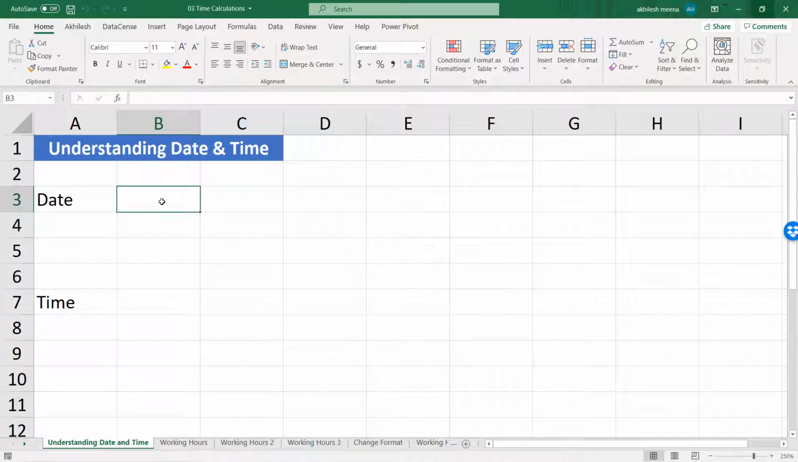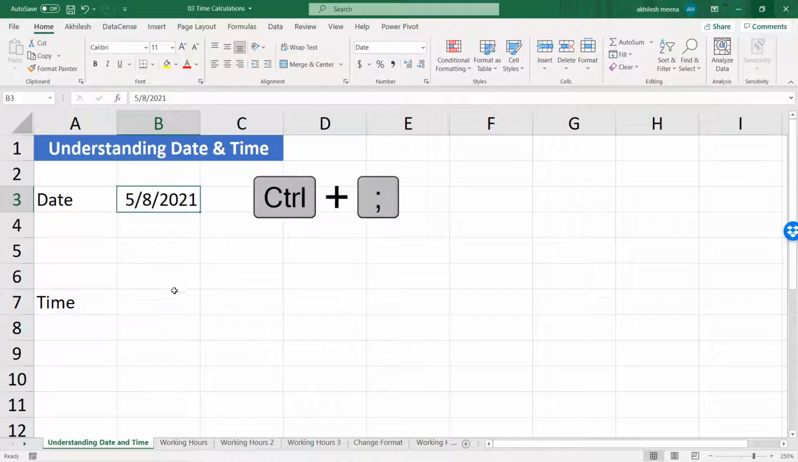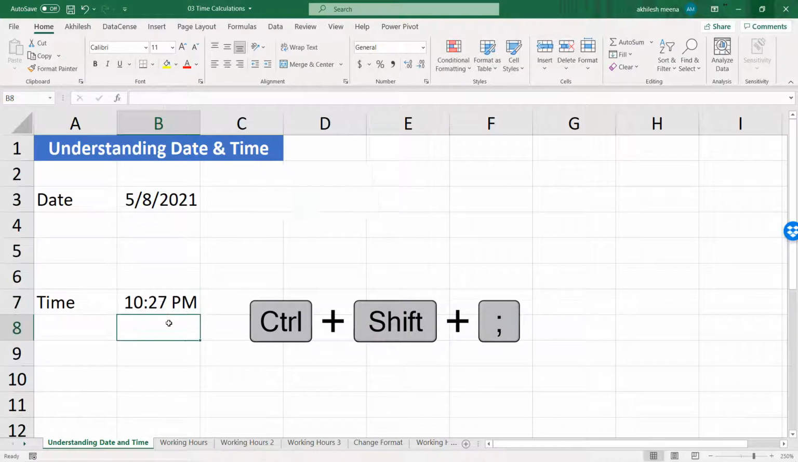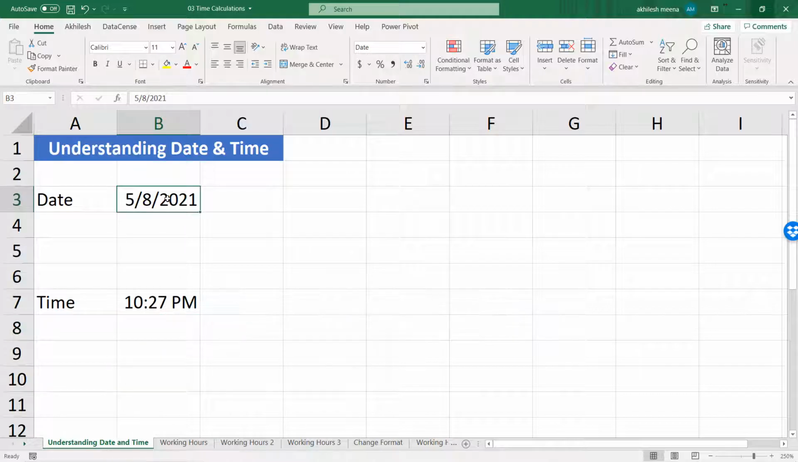So if I insert today's date with Control semicolon as the shortcut, that's a date. And if I press Control Shift semicolon, that's the time. Now, every date is a number in the background. And how to check that? When you click on comma formatting, or maybe just go to general formatting, you will see a number behind every date.